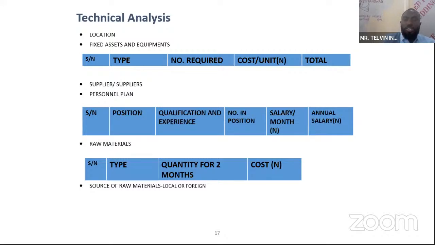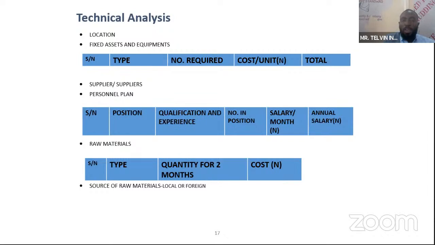Suppliers. You need to know who is going to be supplying you all these things that you need to start up your business. After you have written your supplier, then your personnel plan. Who are those who are going to be the ones to drive this business for you? 1, a manager. What qualification and experience? How many of them do you need in that position? How much are you willing to pay them? And in 12 months, how much will the money be? That is how you are going to place it in your personnel plan.